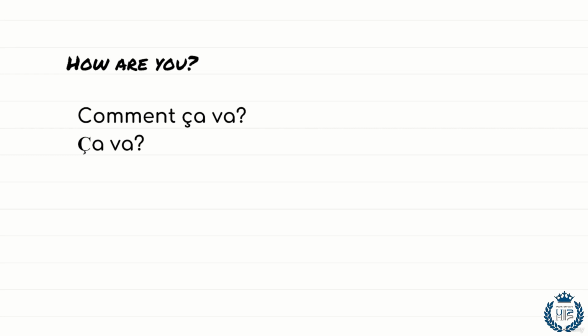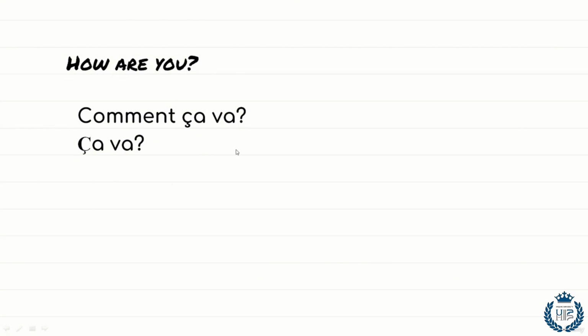Then, how do we say how are you in French? There are a lot of different ways to say how are you, but let's review two of them today. Comment ça va? Or for short, you can just say ça va. This is an informal way of asking how are you.